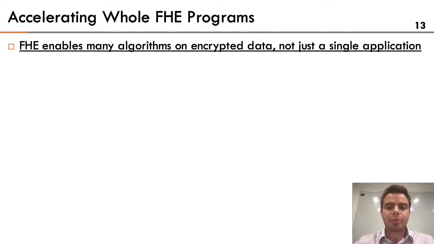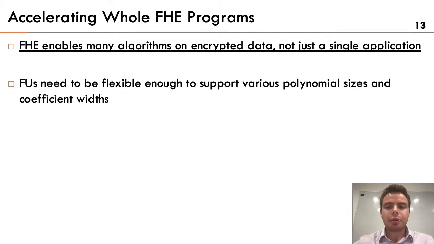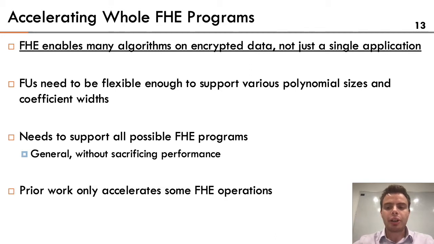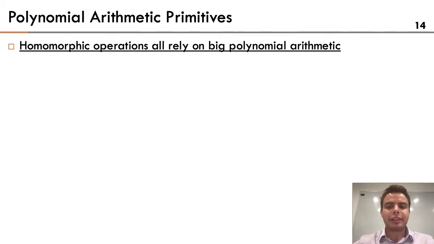FHE isn't a single algorithm. It's a style of computation on encrypted data. People have already implemented neural networks, linear algebra, logistic regression, and much more. Not only that, but FHE is also a fast-moving field. These algorithms are constantly evolving. As a result, we design our accelerator to be fully programmable. It doesn't just support a single application or a single set of encryption parameters. We design F1 such that, like a general-purpose CPU, new applications can be easily and efficiently executed on it. This is in contrast to prior work, which focuses on accelerating single FHE operations, while pushing remaining ones to the host CPU. We take this theme of programmability a step further.